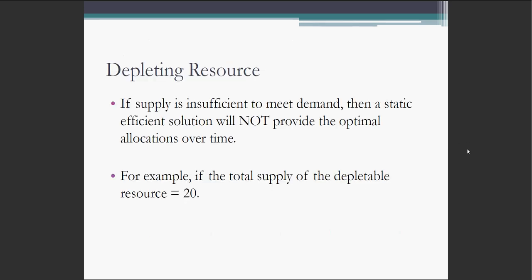Continuing with that thought, we can say that this model changes when the resource is depletable. If the supply is insufficient to meet the demand for both generations, static efficiency will fail to optimally allocate this resource. For the rest of this example, we will assume that the total supply of the depletable resource is 20 units.